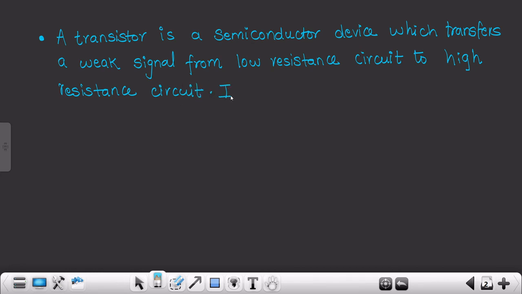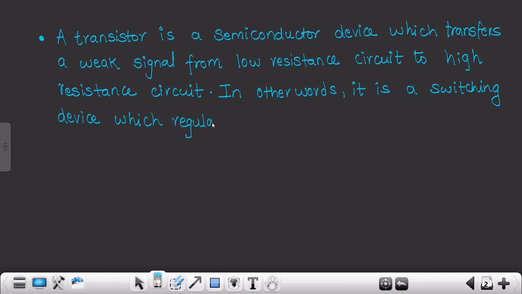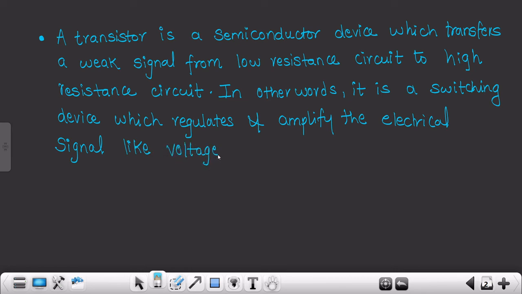Or in other words, we can also write this in this way. In other words, it is a switching device which regulates and amplifies the electrical signal, like voltage or current. So this is the basic definition of transistor.